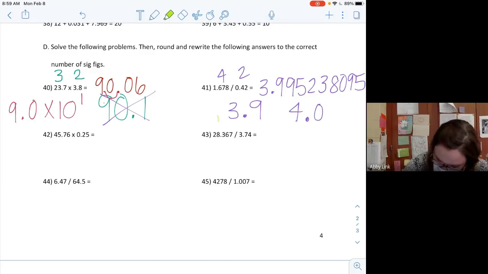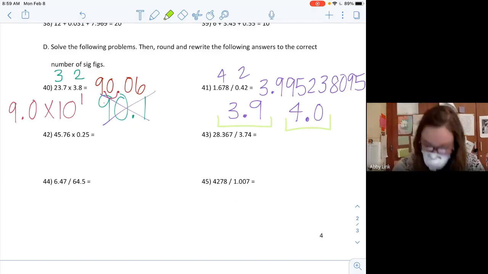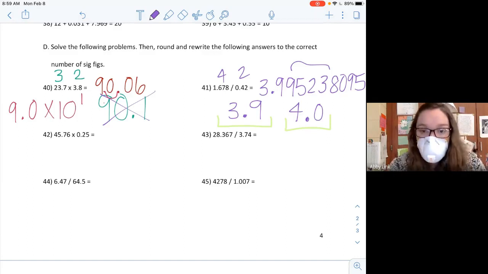My friends, I would accept either of these answers. If you're following your rounding rules really strictly, 4.0 technically is a little bit more accurate, because of this whole 9-5 deal down here. However, I would accept 3.9 as a plausible answer there as well.